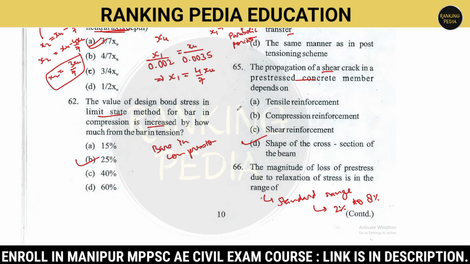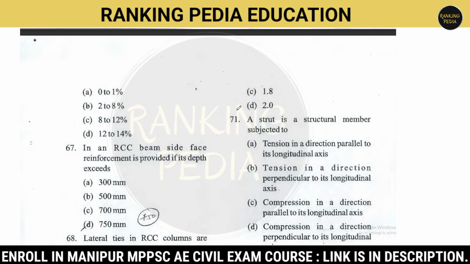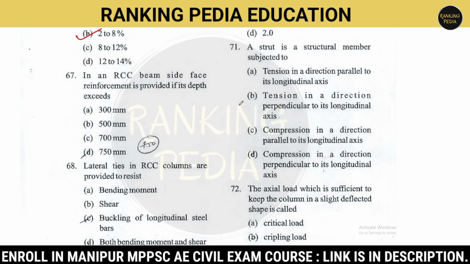Now let's check the options. Options are given. Option number B is correct over here. That is 2 to 8%. Next.